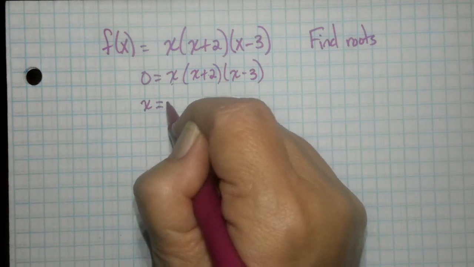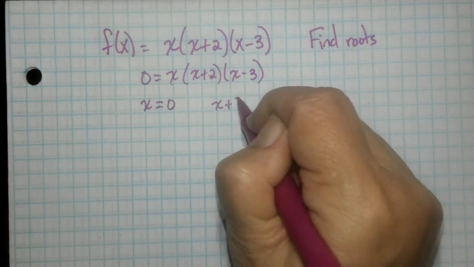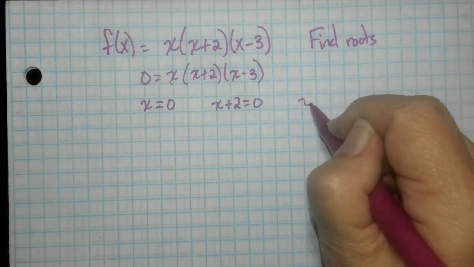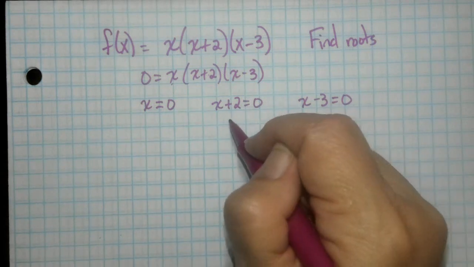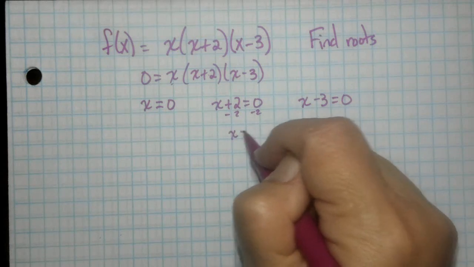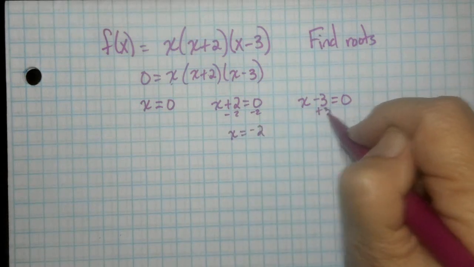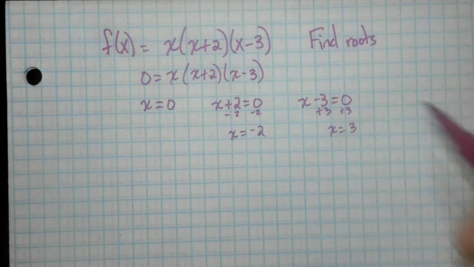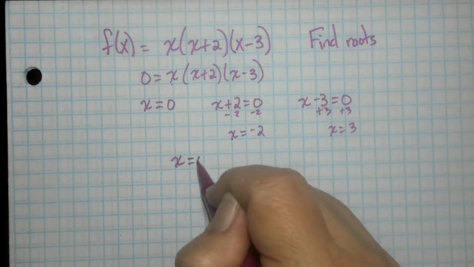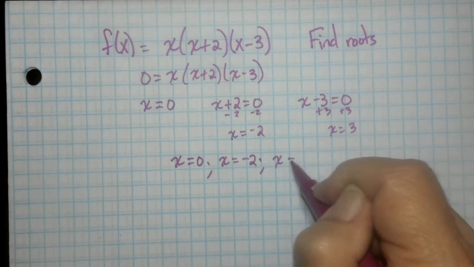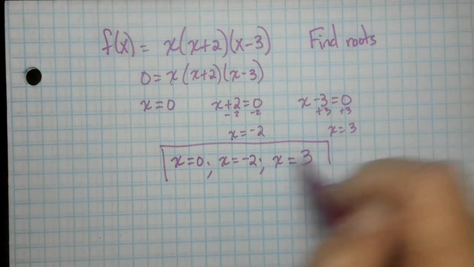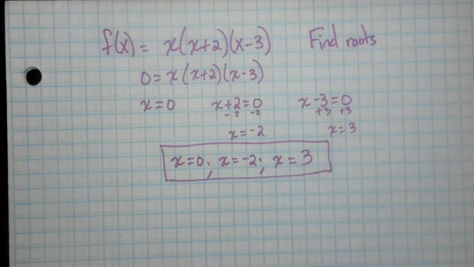So x equals 0. x plus 2 equals 0. x minus 3 equals 0. Subtract 2 from both sides. x is equal to negative 2. Add 3 to both sides. x is equal to 3. So there's my 3 zeros. x equals 0. x equals negative 2. x equals 3. That's all there is to that.